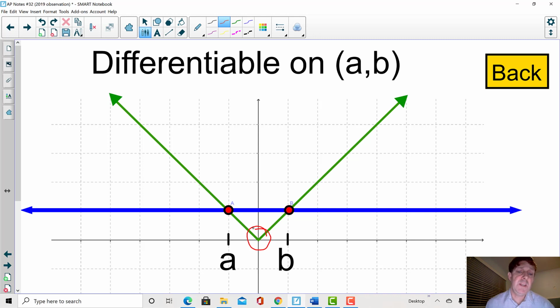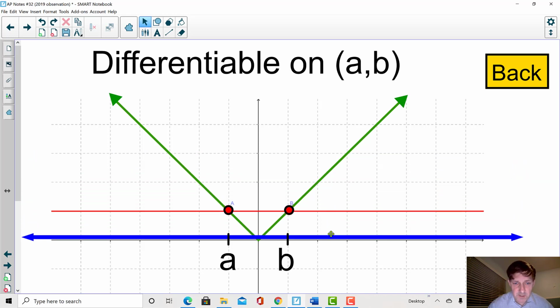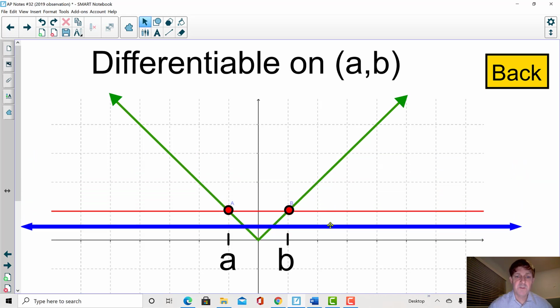Remember, a derivative is a limit, and the limit's not the same from both sides, so we're going to say it's not differentiable at x equals 0. And you'll notice that I can move this blue tangent line anywhere I want inside here, and I'm not going to find a spot where the tangent line and the secant line have the same slope. So this is why your function must be differentiable inside of your interval from a to b.